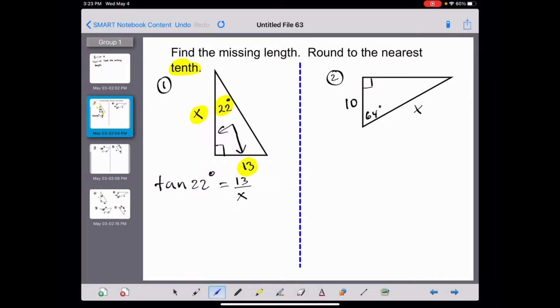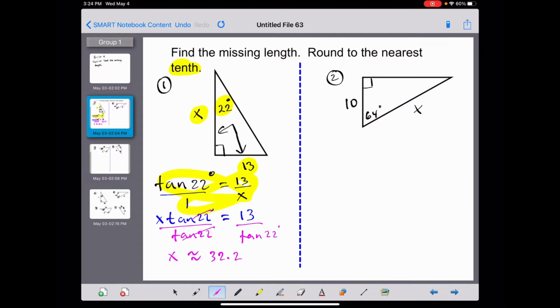Now to solve for x, which is the missing length, we're going to put this over 1, and then we're going to cross multiply, okay? So then we have x times tangent 22 degrees equals 13. And then to get x by itself, we divide both sides by tangent 22 degrees. That cancels out. So x approximately equals 32.2.